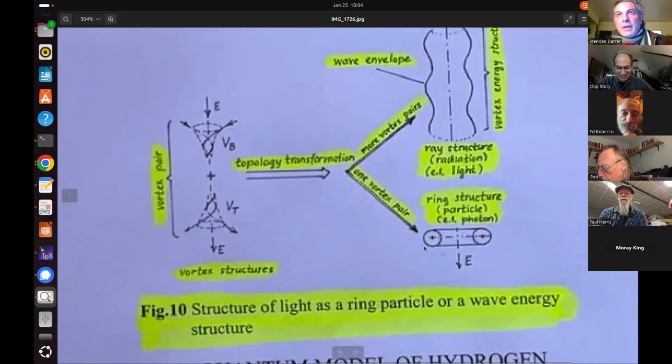Is it Werner Heisenberg? A ring structure is a particle? Is that a photon? I think it is a photon. Or maybe you're right: ring structure, particle; array structure, radiation, light.